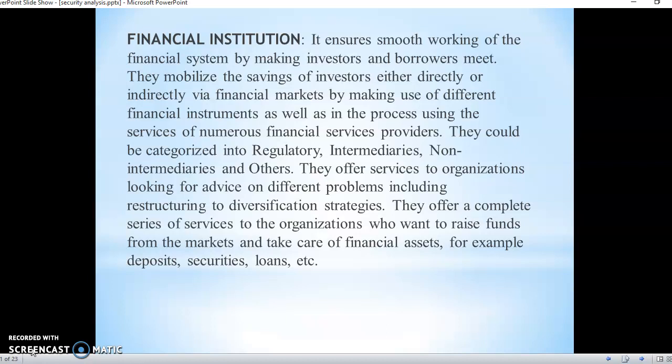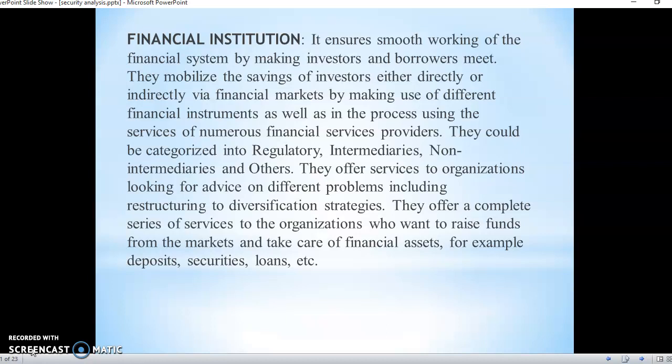These institutions are business organizations engaged in the mobilization of savings from the savers, and they channelize the accumulated savings. Whatever money they get from these savings, they accumulate and channelize into profitable investment. In other words, they transform savings into capital. So it ensures the smooth working of the financial system by making the investors and the borrowers meet.